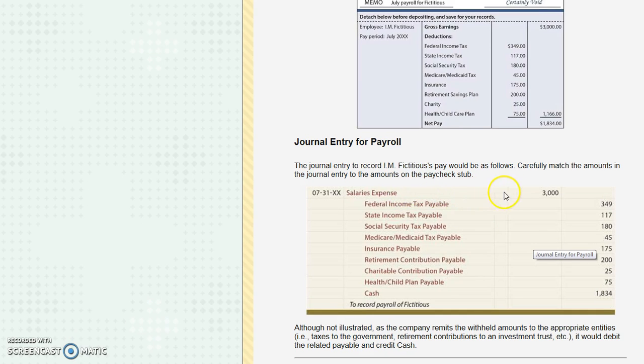The salary expense for your company is how much you pay your employees, and the deductions are all liabilities, because this money that we're withholding from the employees' checks, we turn around and remit to another company, and then the actual cash that we pay is the net pay. So if you understand what a paycheck or pay stub looks like, you'll understand what the journal entry for payroll looks like.